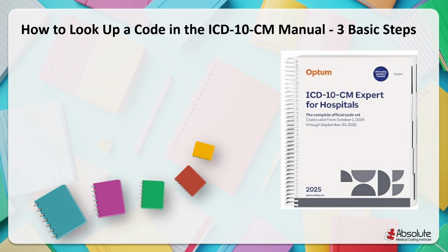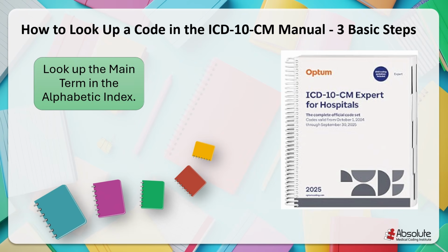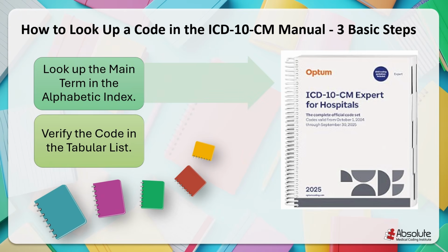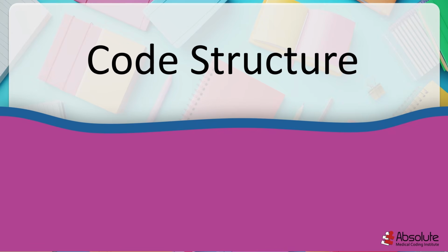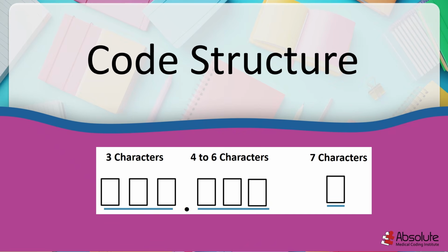All right, we're going to begin with how to look up a code in ICD-10-CM in the manual. And at AMCI, we say there are 3 basic steps. Step number 1, look up the main term in the alphabetic index. Number 2, you'll need to verify the code in the tabular list. And 3, review all guidelines. That's it. 1, 2, 3. And after you look up that code, it can be up to 7 characters long.